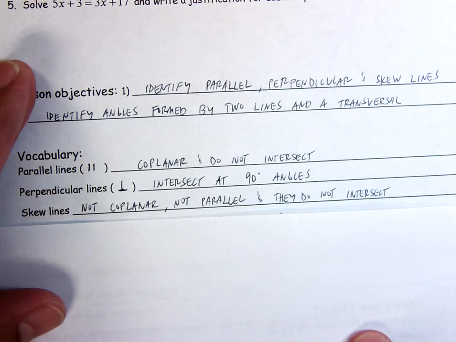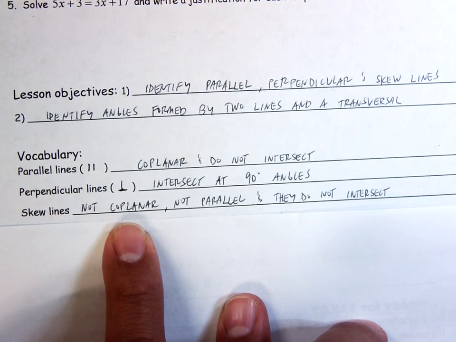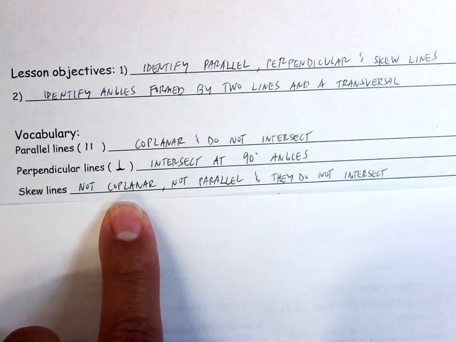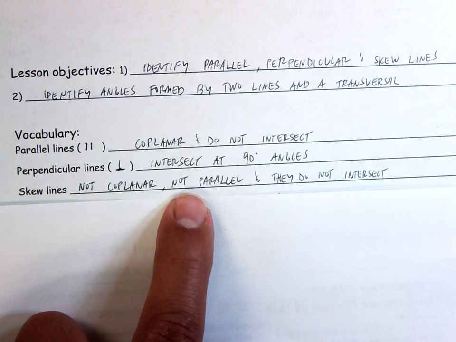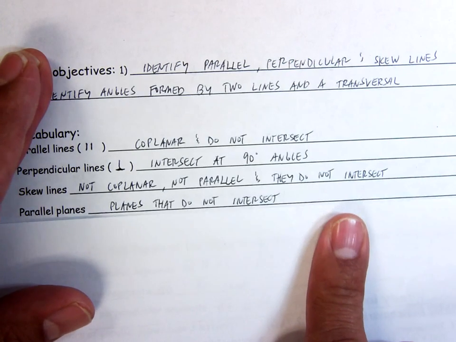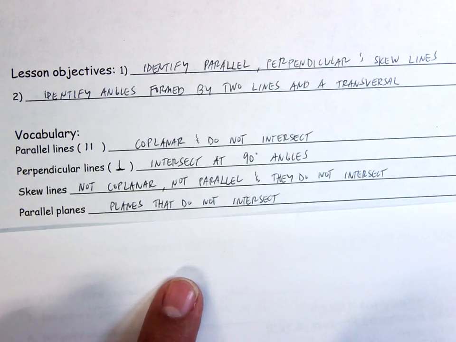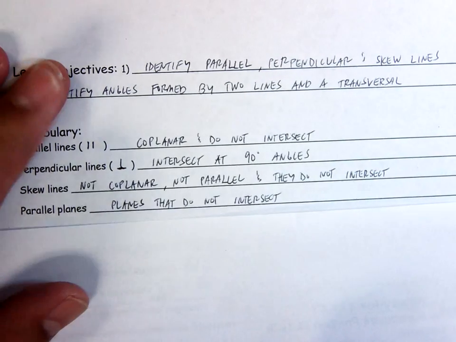Skew lines. Important part of the definition. They are not coplanar. They are not on the same plane. So skew lines are not coplanar. They are not parallel, and they do not intersect. And parallel planes are just planes that do not intersect. Four words. Know what those mean, please.